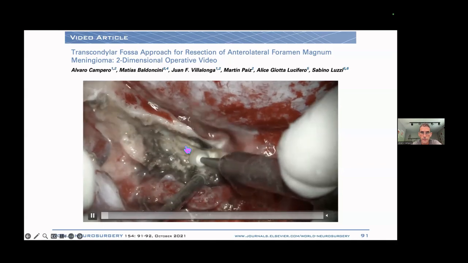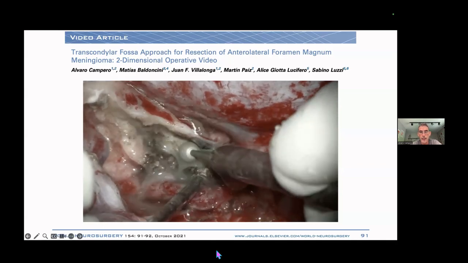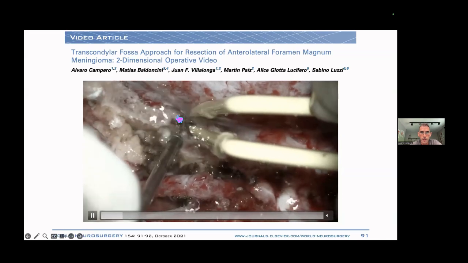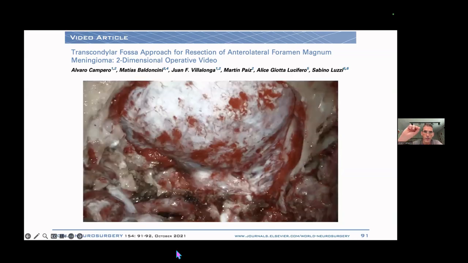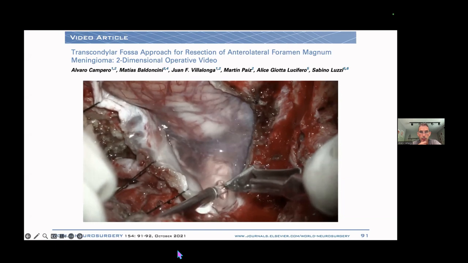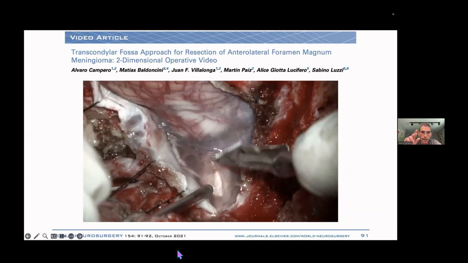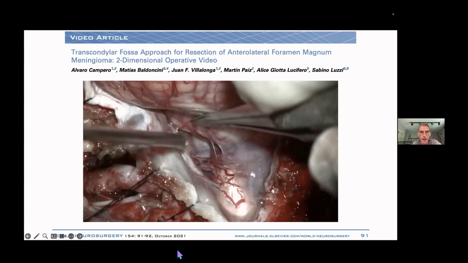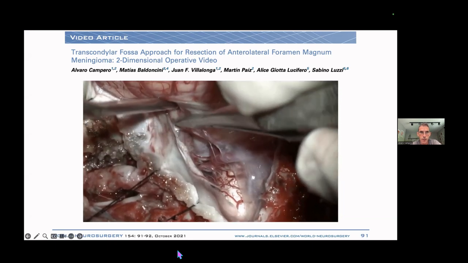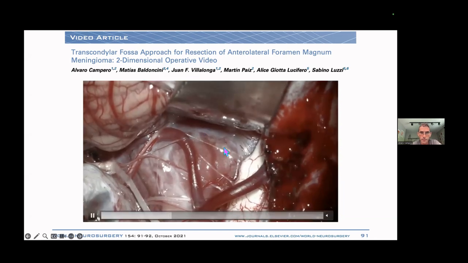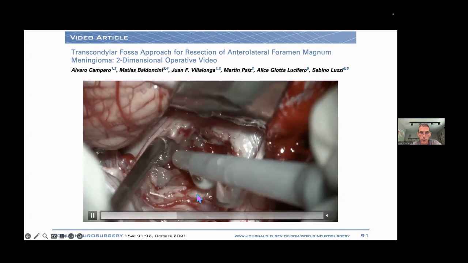Now we are drilling the condyle. It is very important to coagulate the posterior condylar vein, not to drill, because we can have some problems. This is the exposition of the dura. Now we are cutting and opening the arachnoid of the cisterna magna, and we are going from below to up. We can see the tumor, some nerves, the PICA.